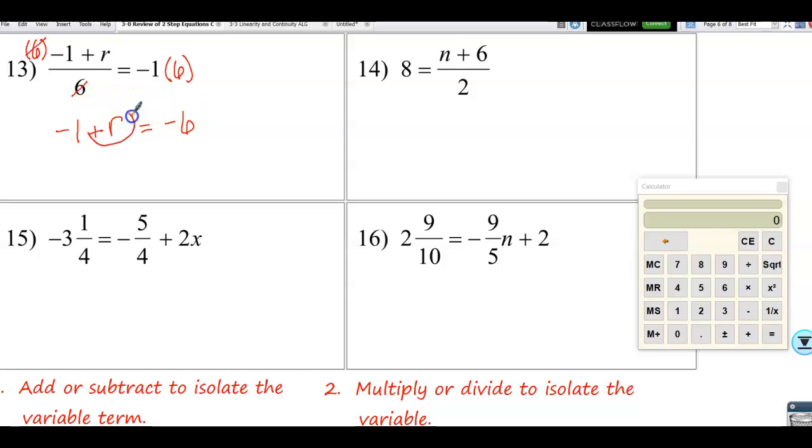Now here's our variable term. In order to get it by itself, we need to get rid of this negative 1, and we do that by adding 1 to both sides. We arrive at our final answer, r is equal to negative 5.